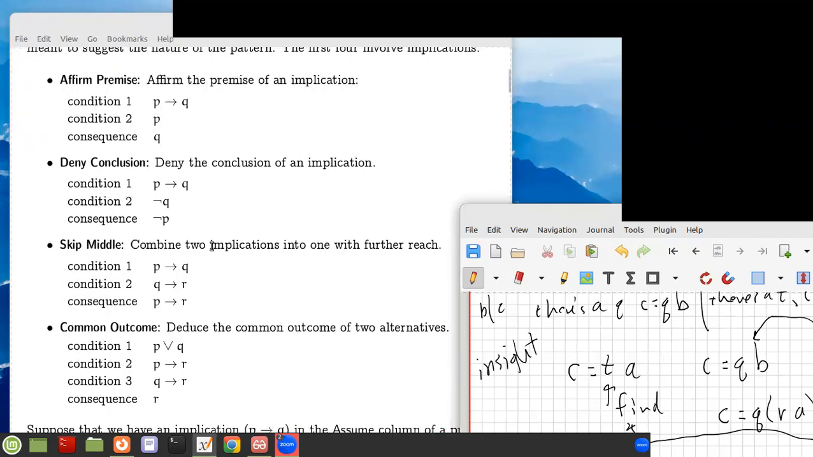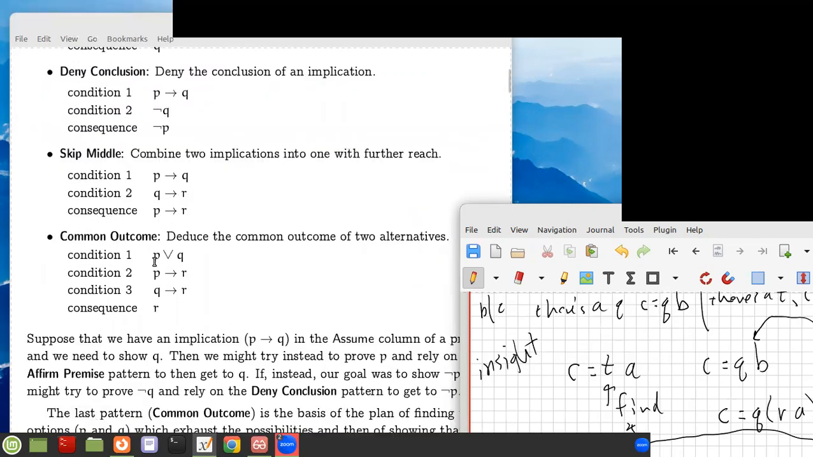Okay, this one's a little different. It says if P implies Q and Q implies R, then P implies R. So if P guarantees the truth of Q, and Q guarantees the truth of R, then P is actually going to guarantee the truth of R. You sort of skip the middle step here in the logic.